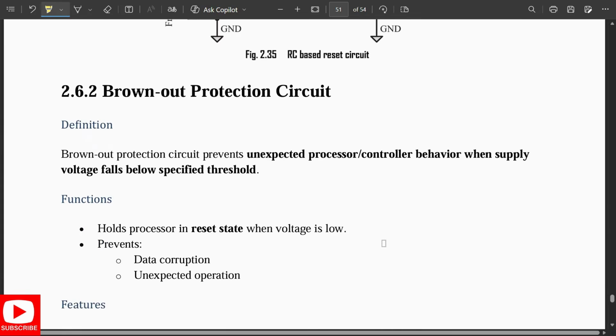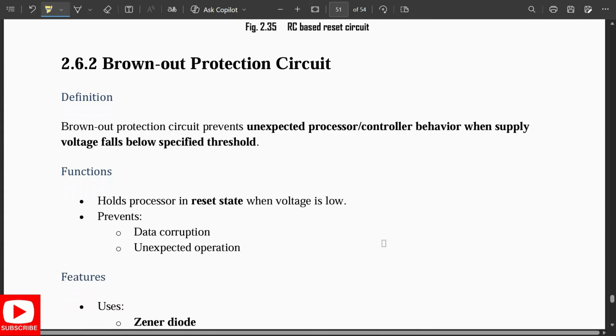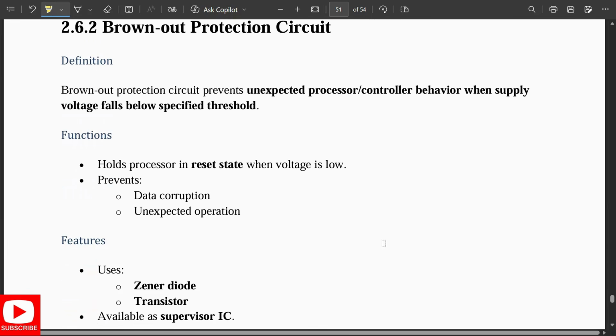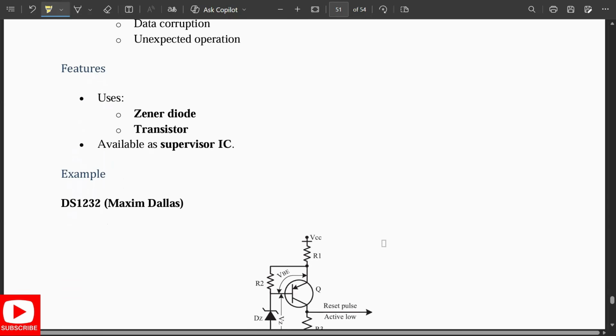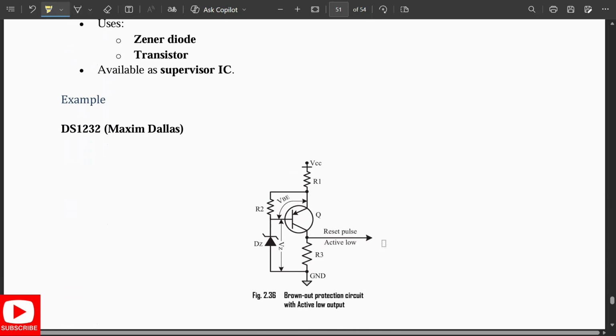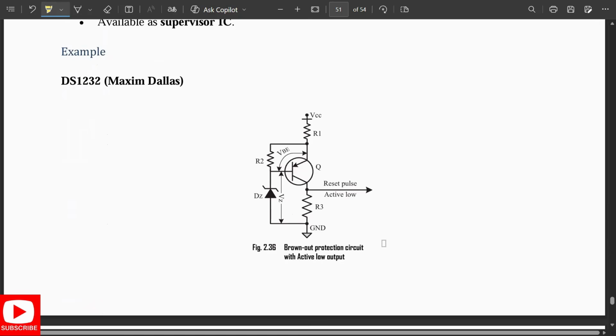Next is the brownout protection circuit. This prevents unexpected processor behavior when the supply voltage falls below the specified threshold. If it falls below the specified threshold, then it holds the processor in the reset state when the voltage is low. It prevents data corruption and unexpected operation. This uses a Zener diode and a transistor. This is available as a supervisor IC. So you can say this is my brownout protection circuit with active low output.